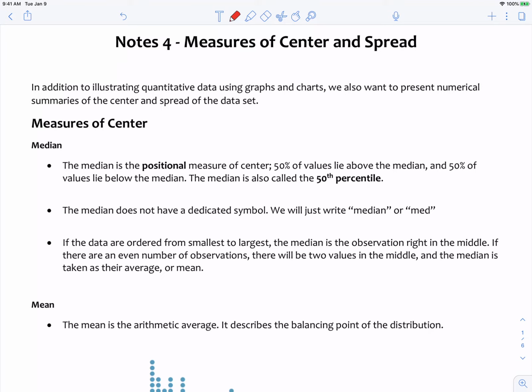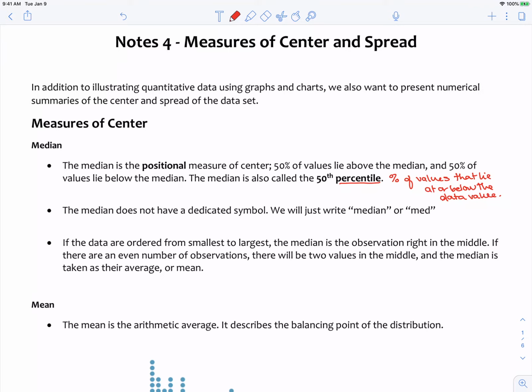So measures of center, we have two that we're going to look at in this class, the median and the mean. The median is a positional measure of center, and specifically 50% of data values are going to lie above the median and 50% of values are going to lie below the median, which makes the median also referred to as the 50th percentile, where percentile is in reference to the percent of values that lie at or below the data value.